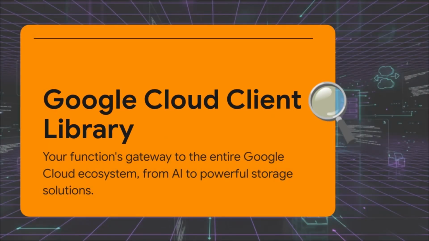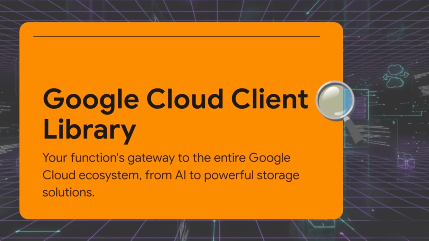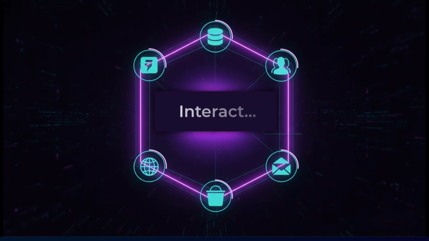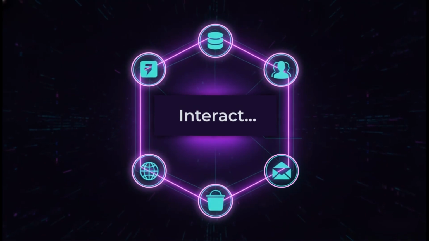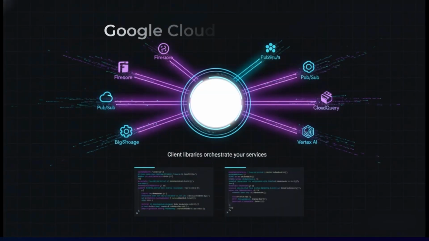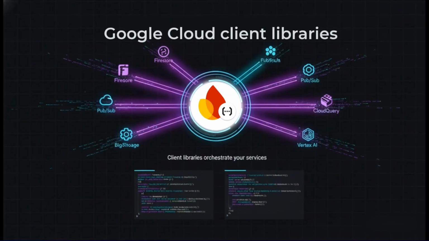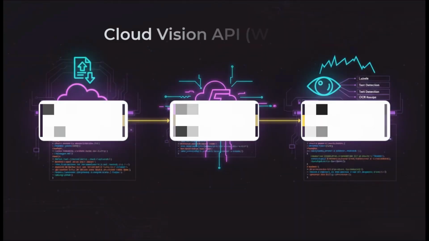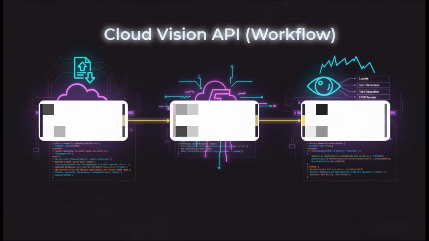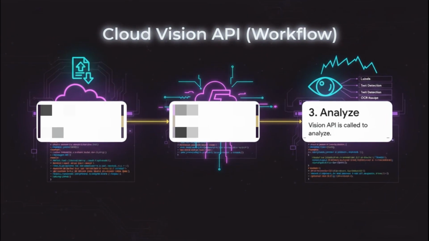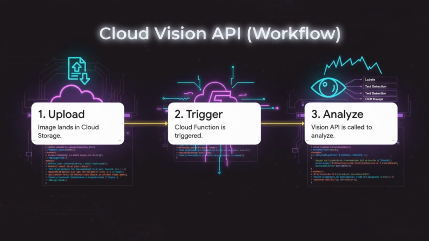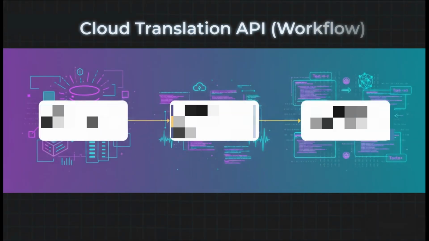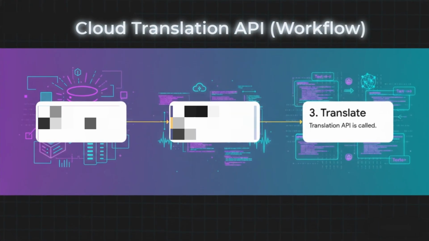Cloud functions are part of the larger Google Cloud ecosystem. To interact with other Google Cloud services that are not part of Firebase, you can use the respective Google Cloud Client libraries. For example, you could use a library for the Cloud Vision API to analyze images uploaded to storage, or the Cloud Translation API to translate text from a document in Firestore.